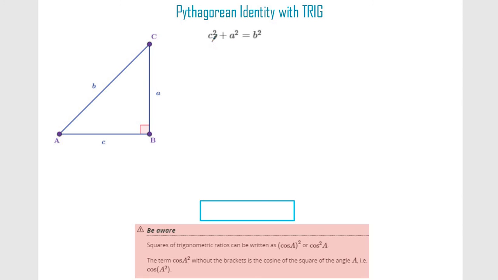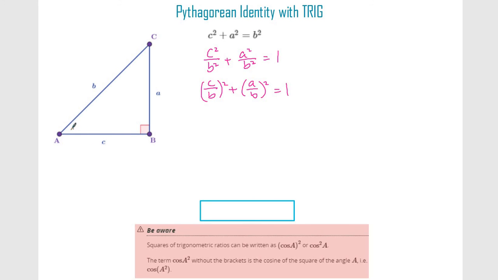So here we can divide everything by b squared. Okay, that equals 1. Then we kind of take out the squared, so think of it like this. All right, and then think about what that ratio of c over b is.